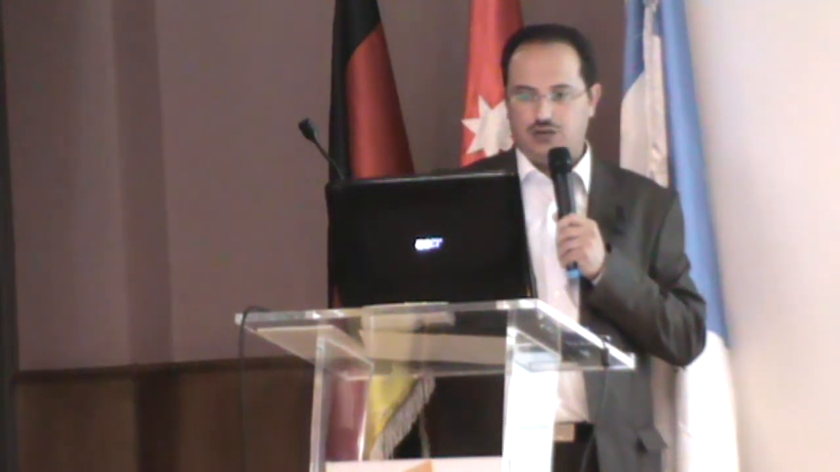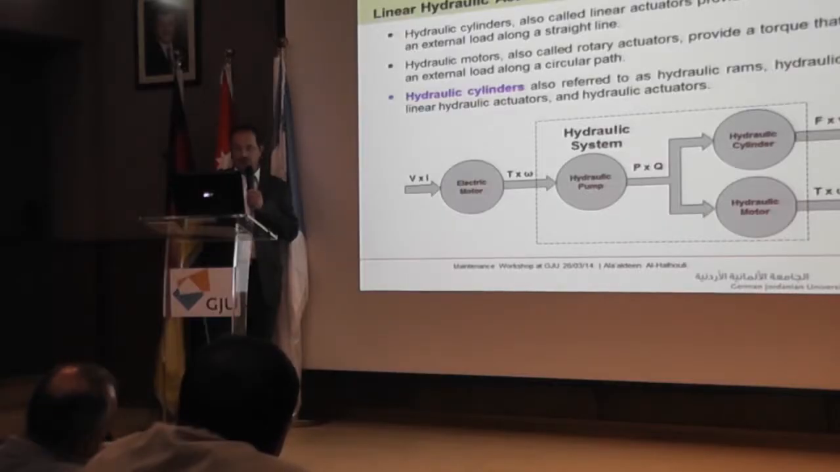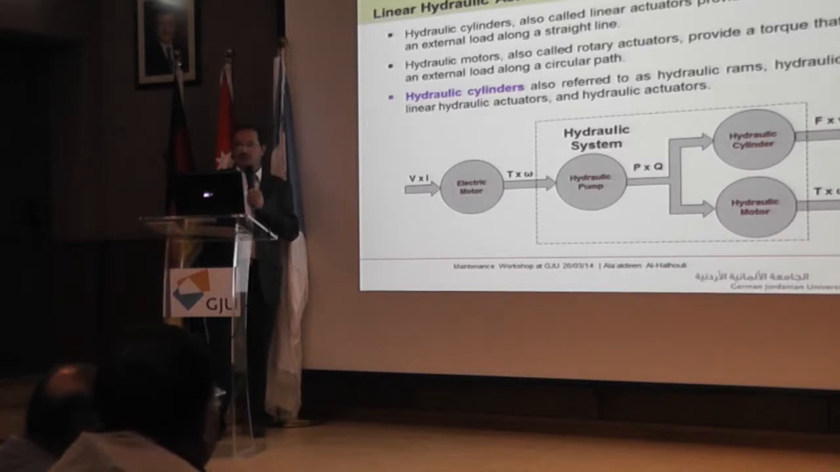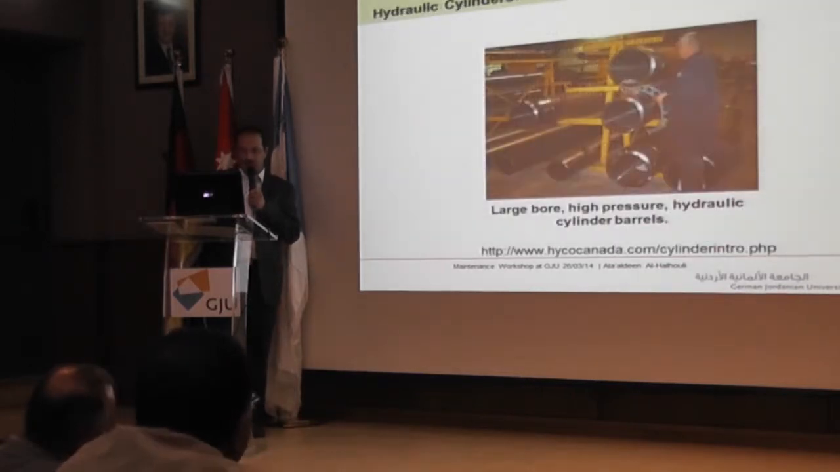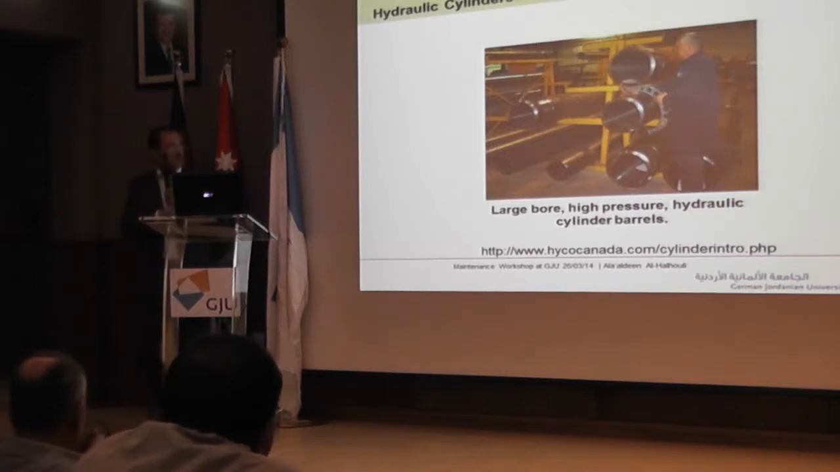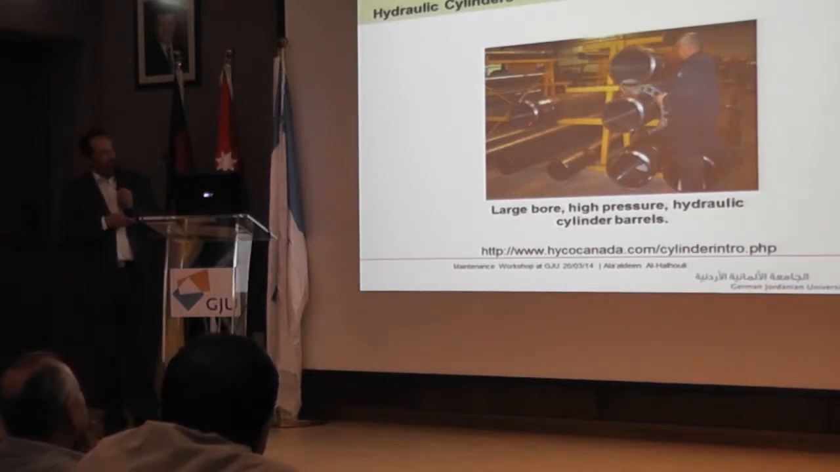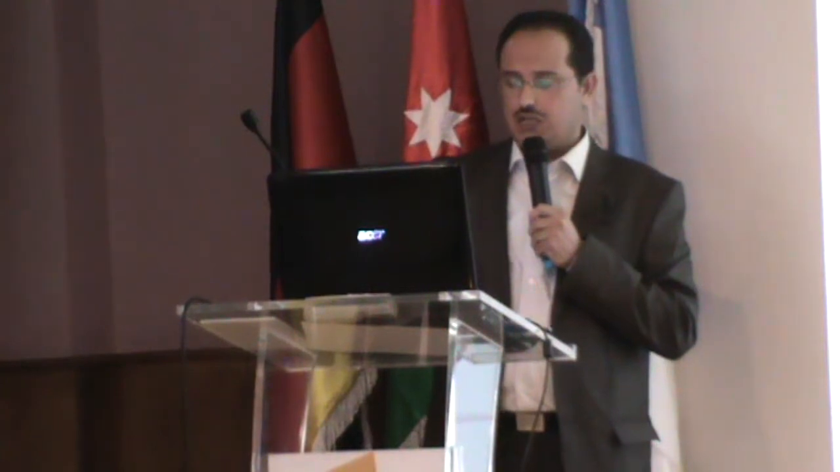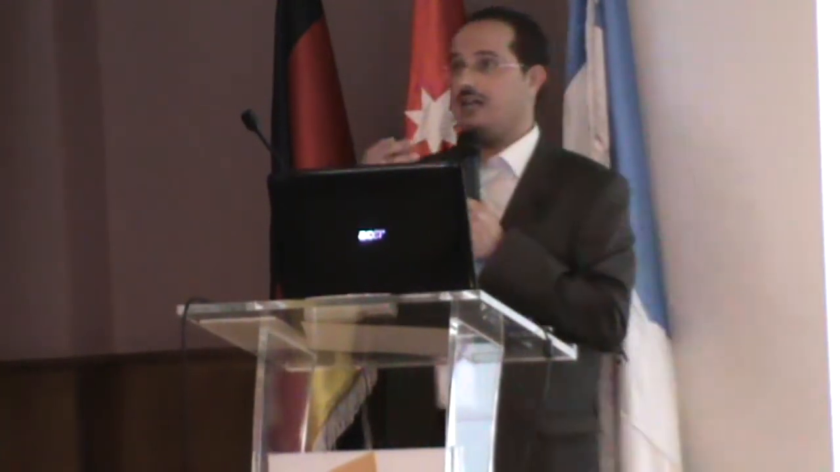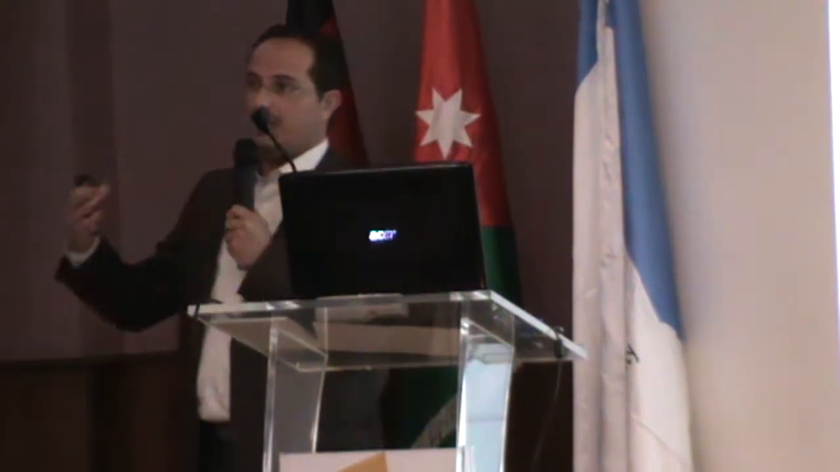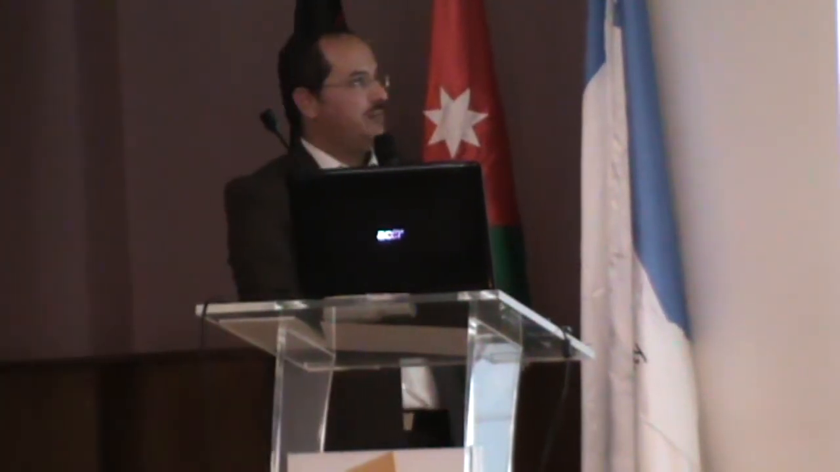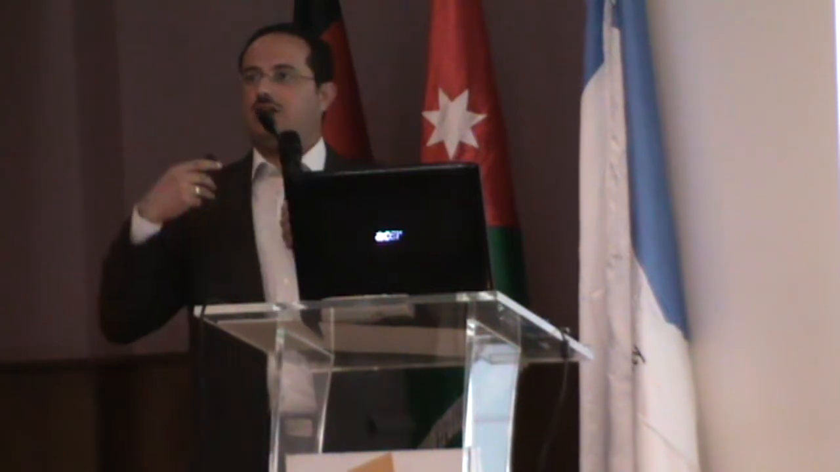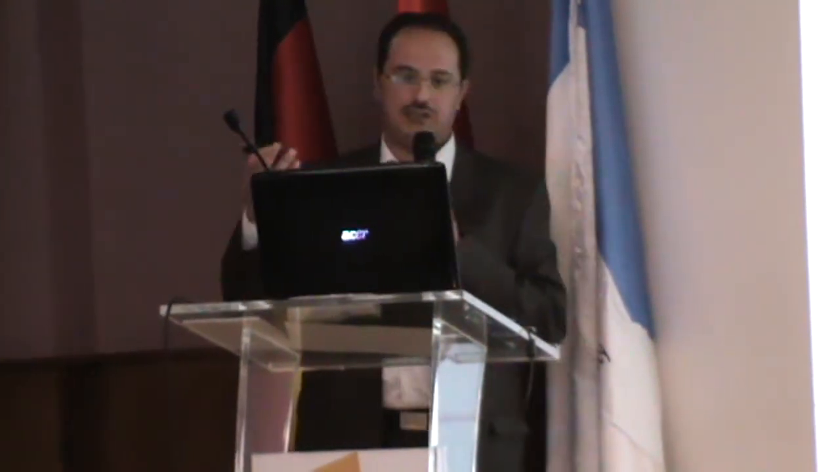Here the hydraulic systems are also referred to as hydraulic rams, hydraulic jacks, linear hydraulic actuators, and hydraulic actuators. These are simple, just a figure of large diameter cylinders where pistons can move. The hydraulic cylinders have different types. We have single acting cylinders, which have only one port. It returns by different methods, such as a spring return method.